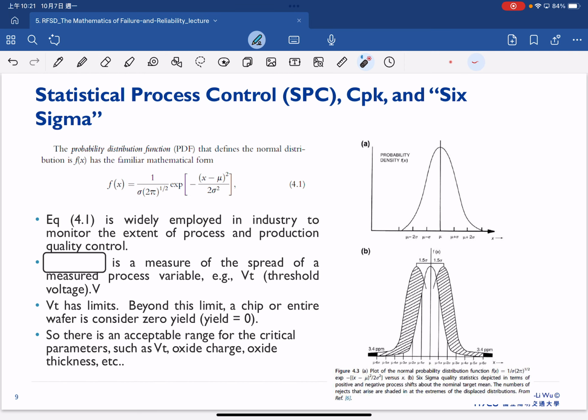So first, we go back to our equation that we already discussed, the PDF. The PDF, this probability density function, defines the form of a normal distribution f(x). It's shown here. This equation is widely employed in the industry to monitor the extent of process production quality control. So this equation is important for quality control during the process. And especially we are interested in using a value called sigma.